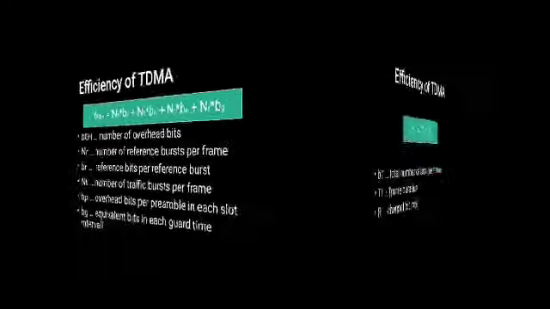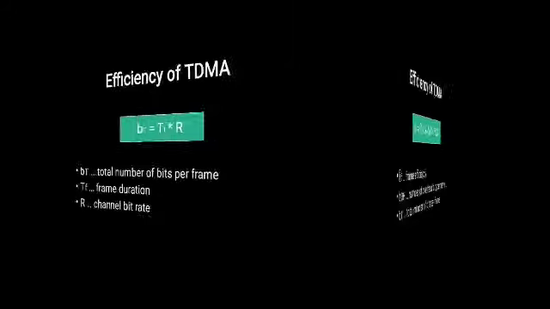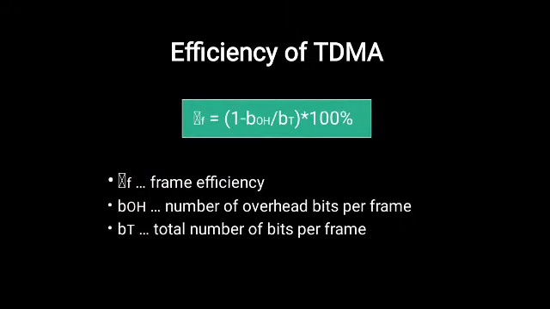After calculating B OH, we have to calculate B total also. This B total is given by the frame duration T F times the channel bitrate R. Then the efficiency can be calculated as eta F equals 1 minus B OH divided by B T, times 100, that is the percentage of efficiency.